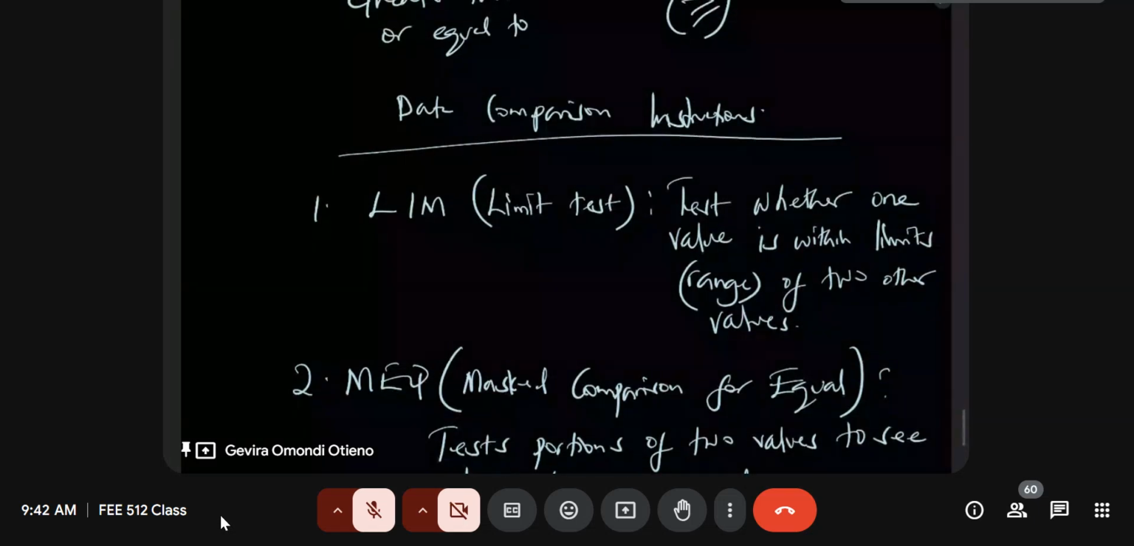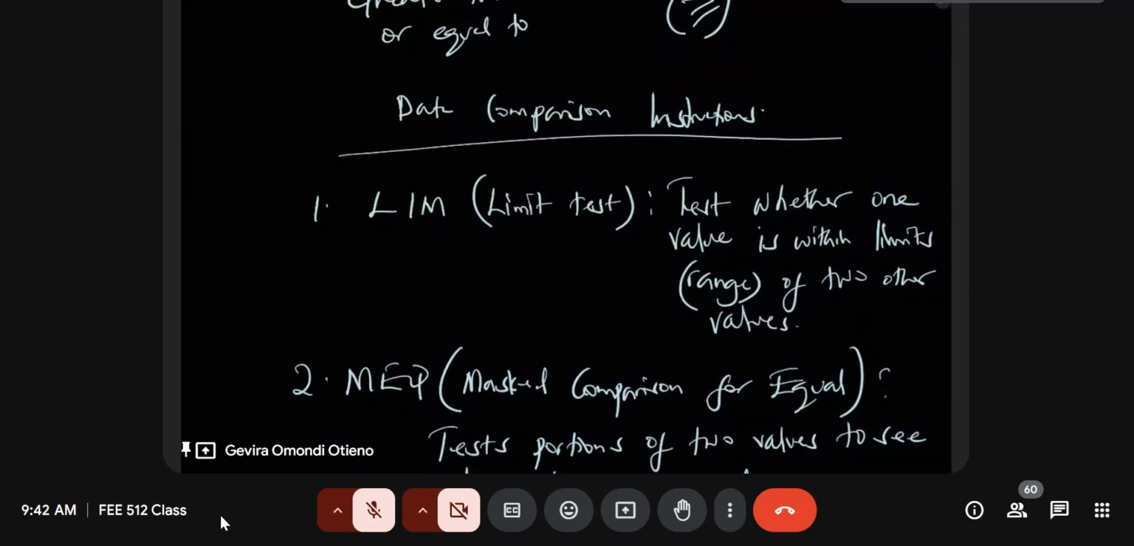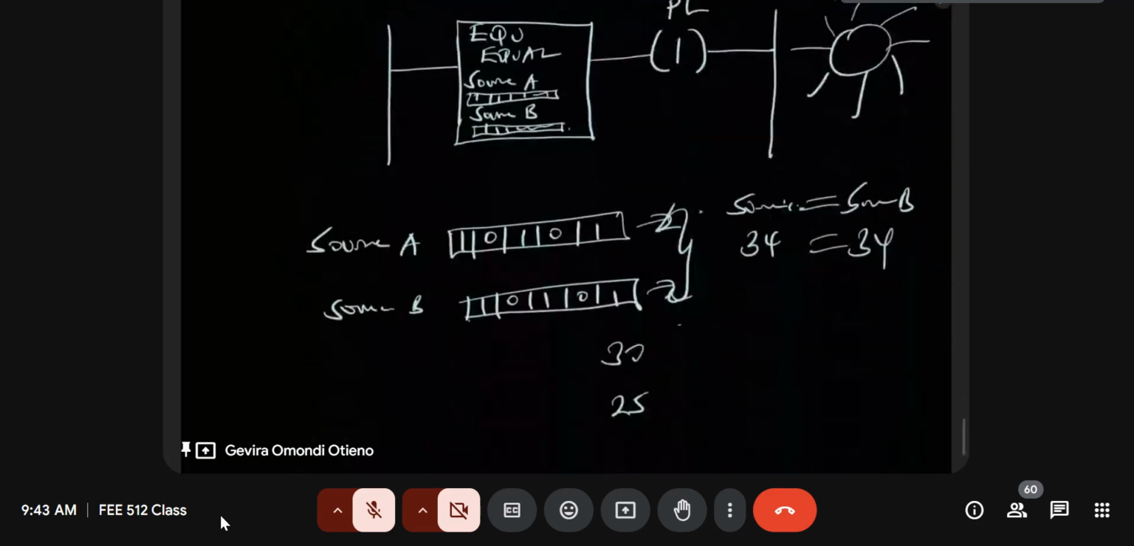The only one that's different is the limit, because the limit tests whether values are within limits or within the range of two other values. So I'm going to try again to include in your notes all these instructions with a typical implementation in PLC, so that you're able to see. I've just told you that the limit one would be a little bit different because you're not comparing two sources.